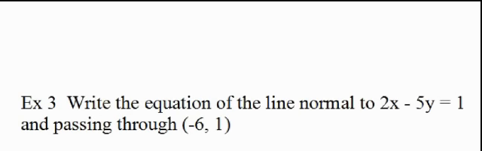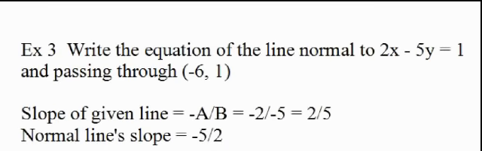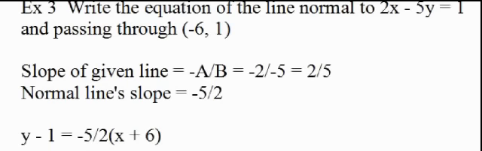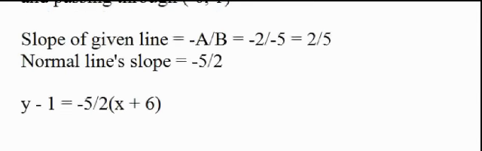Here we've got to write an equation of the line that's normal to this equation and then passes through (-6, 1). So let's first find the slope of that line. Remember, it's negative a over b. So negative 2 over negative 5 is 2/5. The normal slope, change the signs and flip it, which gives us negative 5/2. And we get y minus 1. 1 is from the y coordinate of the point our line goes through. Negative 5/2 our slope, and x minus a negative 6, which is x plus 6.